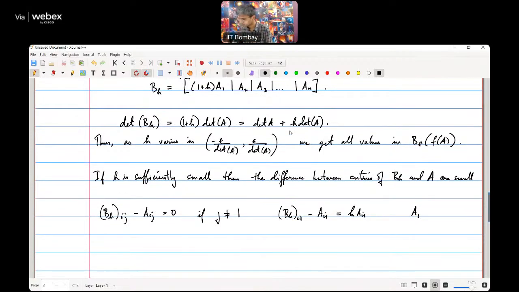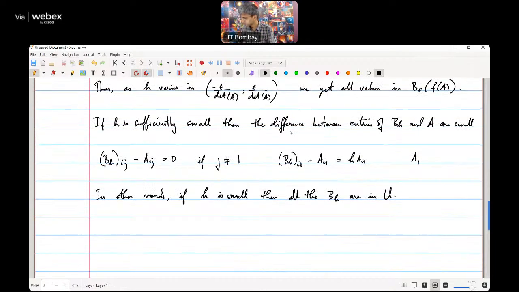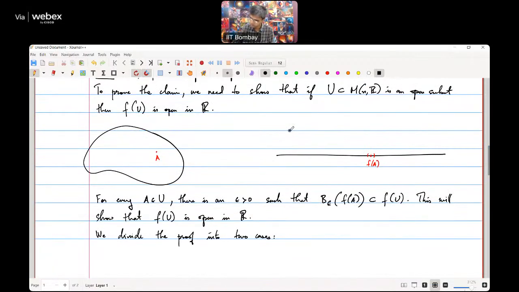So in other words, if H is small, then all the BH are in U, right? Because we have this U, and U is an open subset which contains A. So there's going to be a small neighborhood, a small open subset around A, which contains all matrices whose entries differ from the entries of A by some epsilon small.